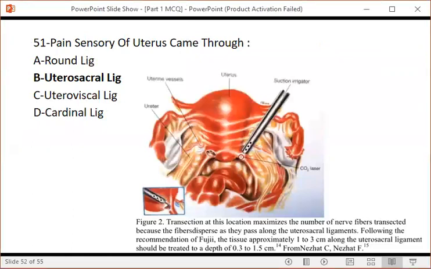Next one, pain sensory of the uterus comes through the round, uterosacral, uterovesical; the answer here is uterosacral. What is it? It is the pelvic splanchnic plexus or nerve. The uterovaginal plexus is a subdivision of the inferior hypogastric plexus, carrying sympathetic, parasympathetic, and visceral afferent fibers to and from the uterus.